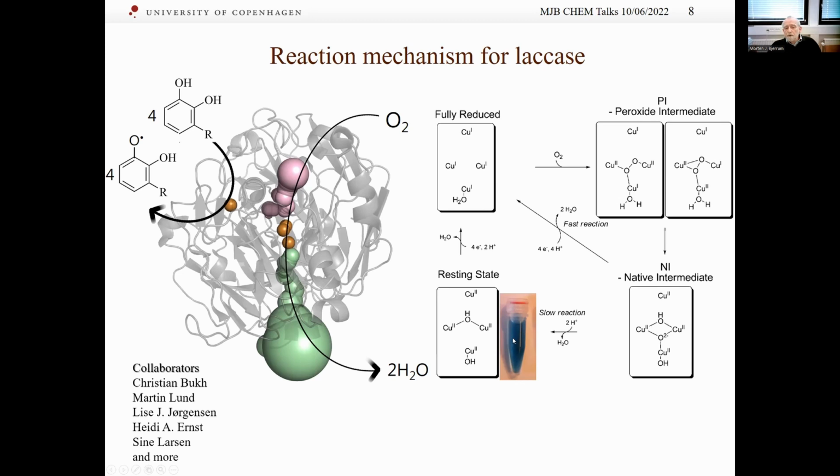It is really a blue copper protein because this is a sample of the protein. You can see it has a very nice blue color. And this was done mainly at KVL, but also some of the studies have been done together. We have done some X-ray structures, crystal structures, and this is together with Heidi Ernst and Signe Larsen.